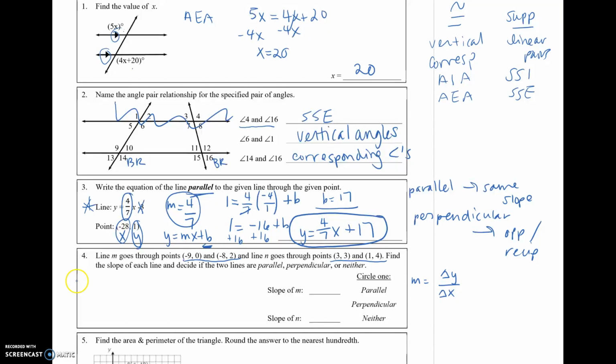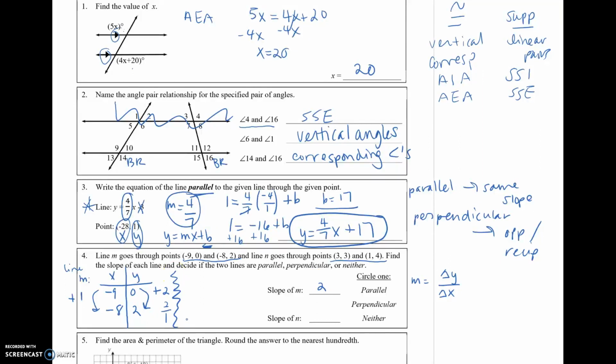If I make a table for line M, an xy table, like a t-table, I'm going to plug the point -9, 0 into my table, and then my other point, -8, 2. To find my change in y, I do need to pay attention to my signs, but from 0 to 2, y is increasing by 2. And from -9 to -8, x is increasing by 1 because it's getting less negative. So my slope for line M is 2 over 1, which is just positive 2.